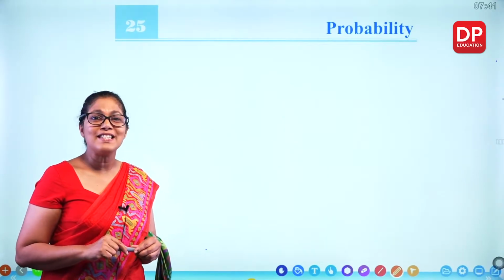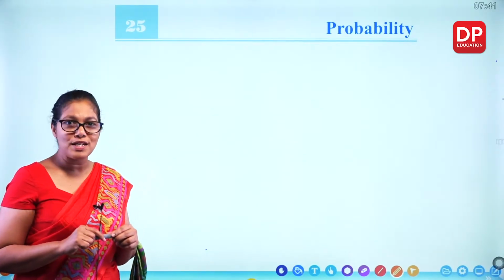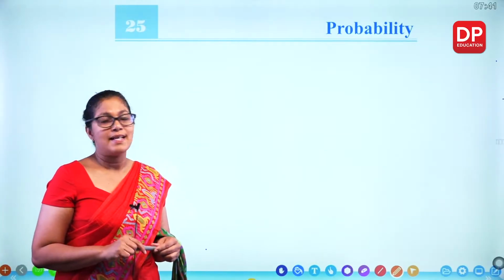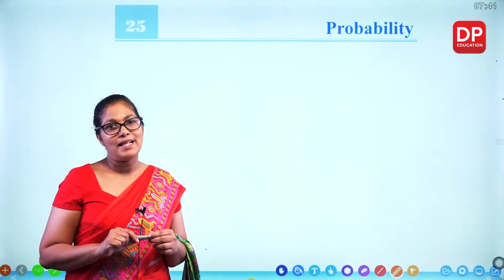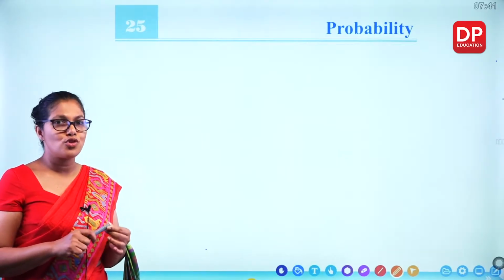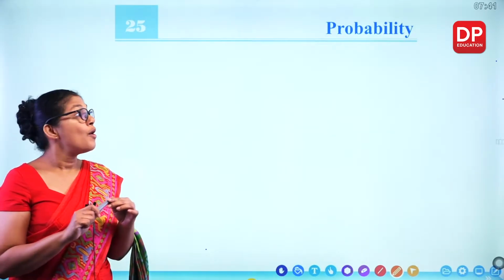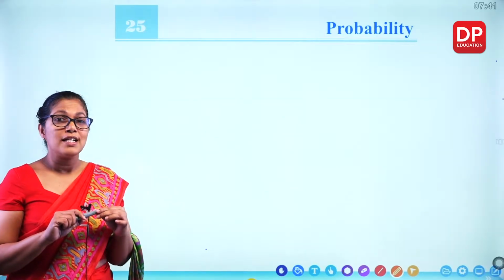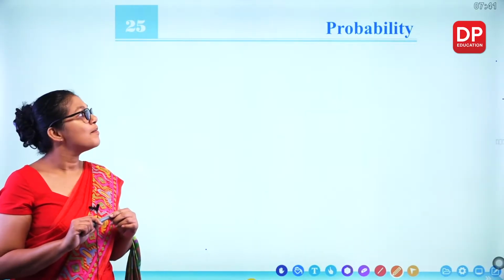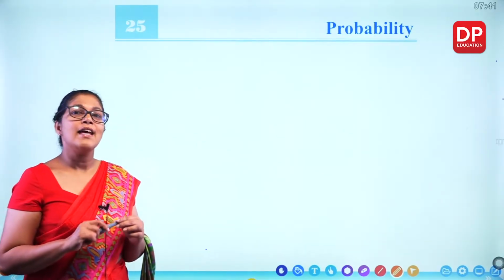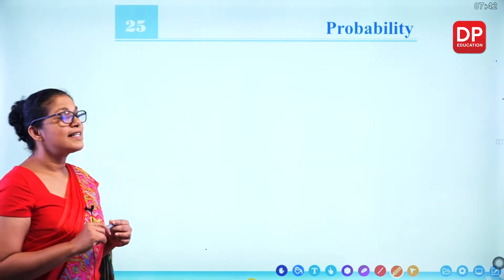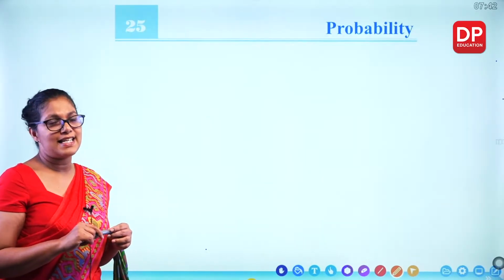Hello grade 11 students. Today I am here to teach you chapter 25 in your textbook, called probability. We discussed this section in grade 10 as well. We discussed sample space, independent events, and mutually exclusive events. It's useful to watch grade 10 chapter 30 before you start this lesson. Now we'll see the basic concepts in probability and revise certain things that you learned in grade 10.